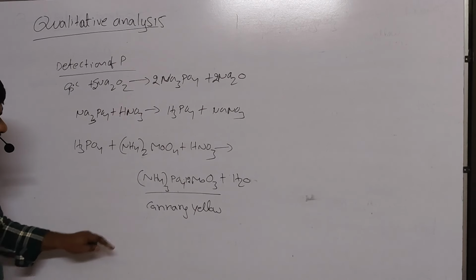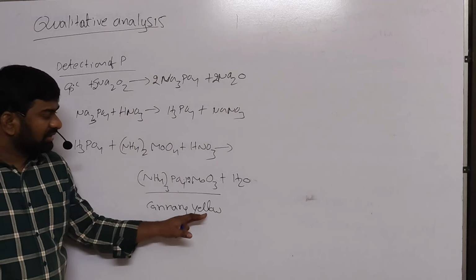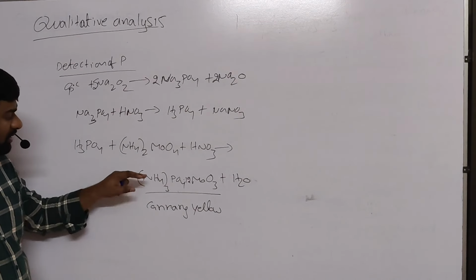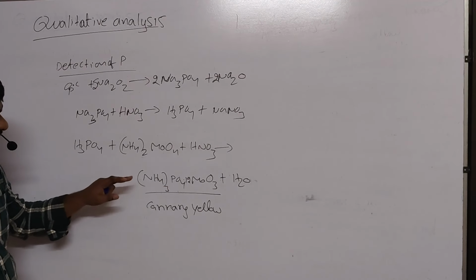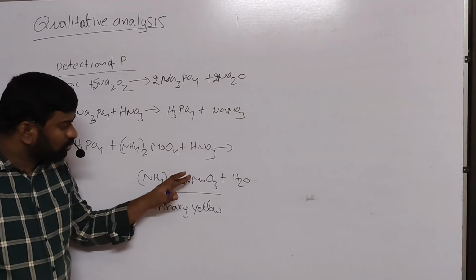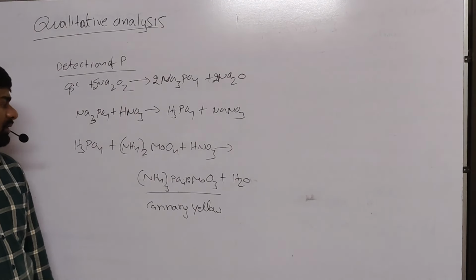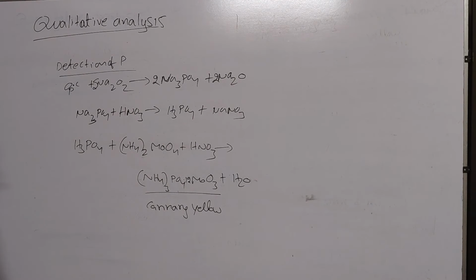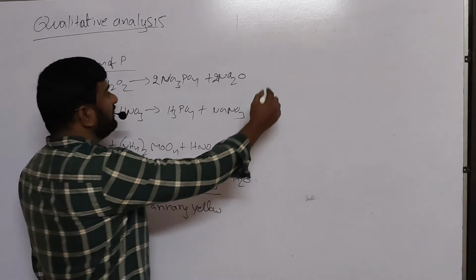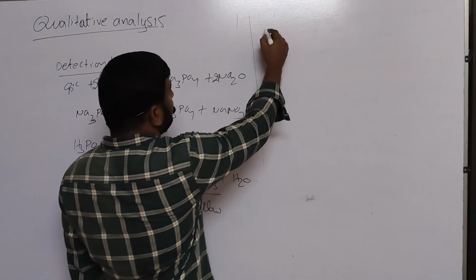and HNO3, what color will it give? Canary yellow color compound it will give. What is the composition of the canary yellow color compound? (NH4)3PO4·12MoO3. Okay, so this is the canary yellow color compound.